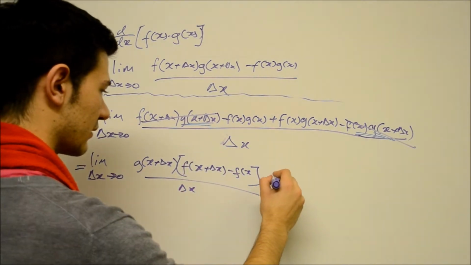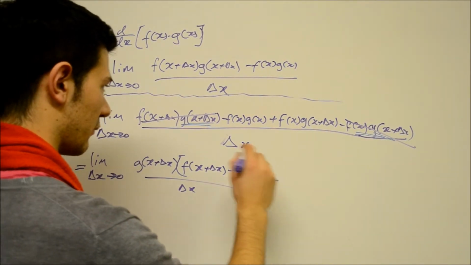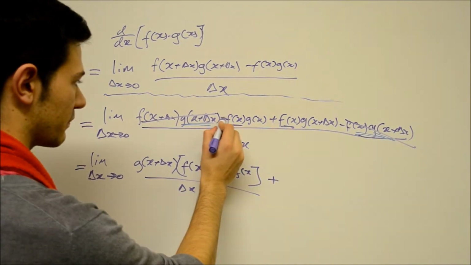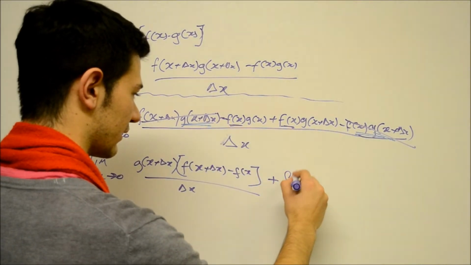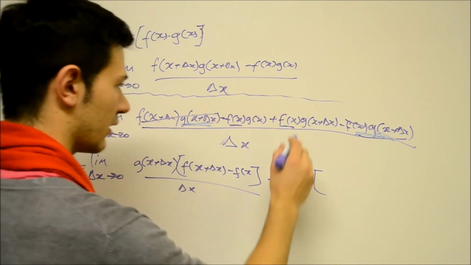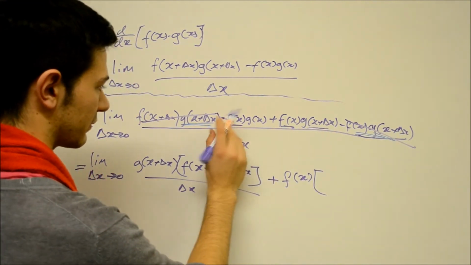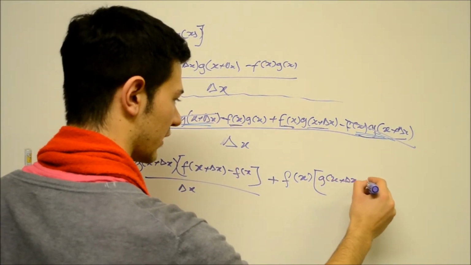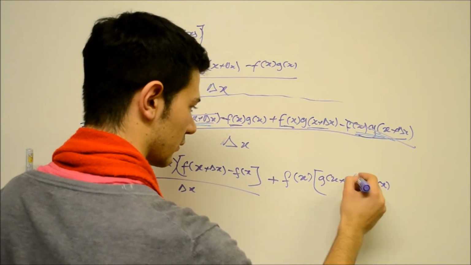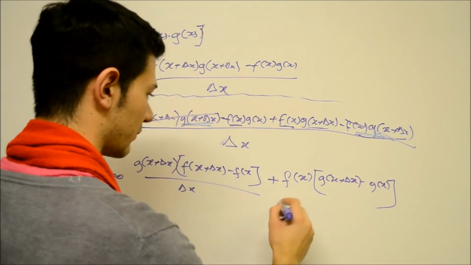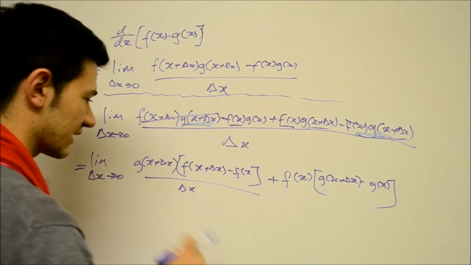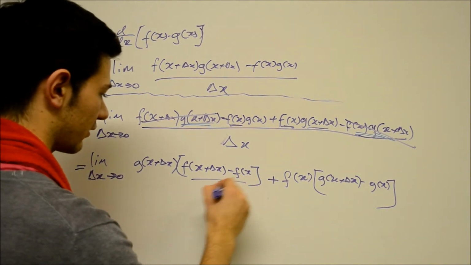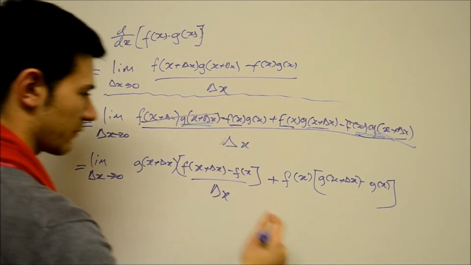Then we add, we've got an f of x here and an f of x here, and this is being subtracted, so we've got f of x times g of x plus delta x minus g of x, because this is a minus here, so g of x plus delta x minus g of x, and then similarly that's divided by delta x, but we can just say that this is multiplied by this over delta x, it's the same thing.